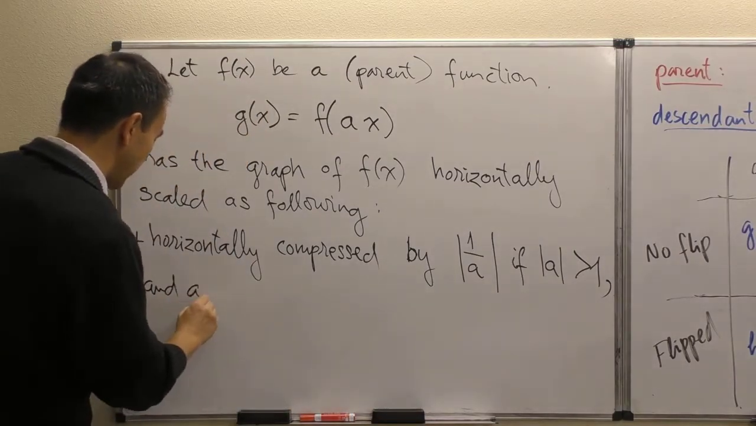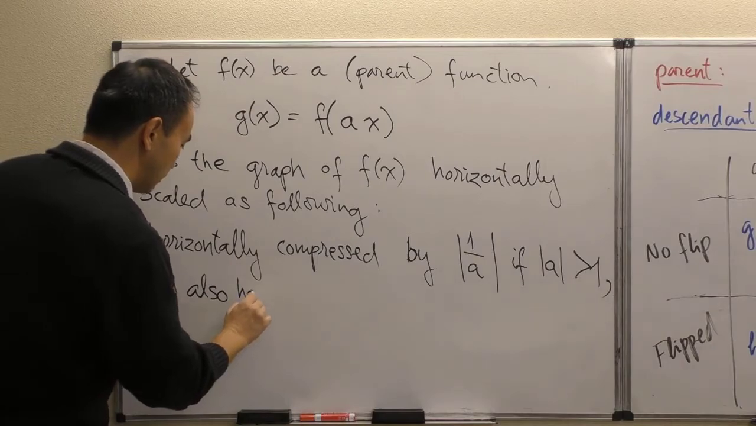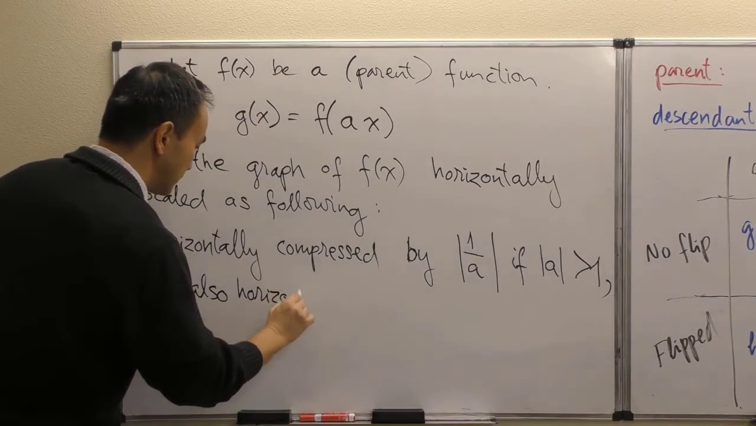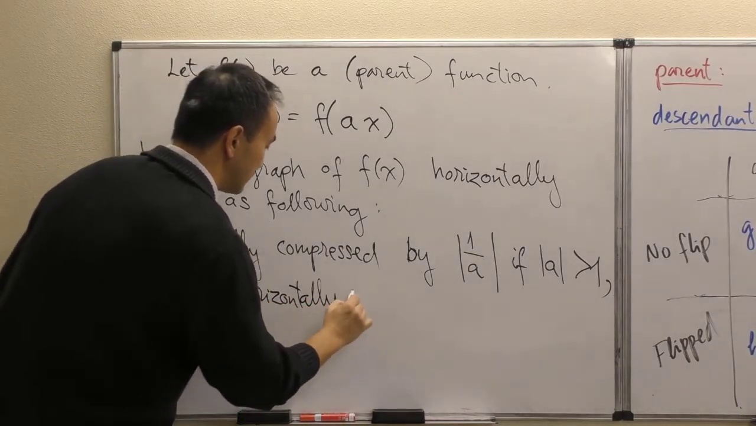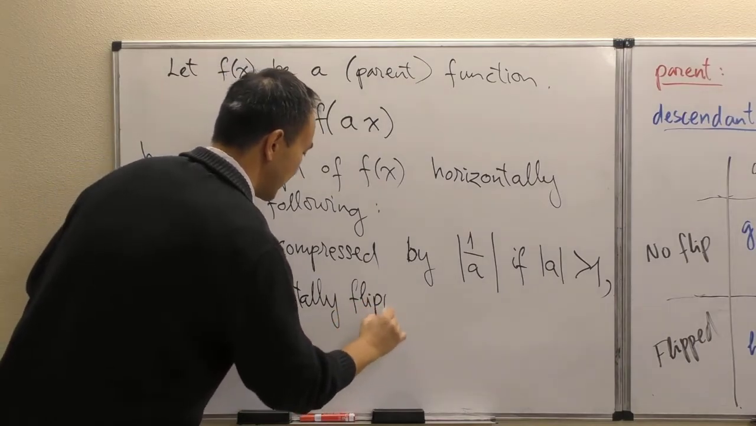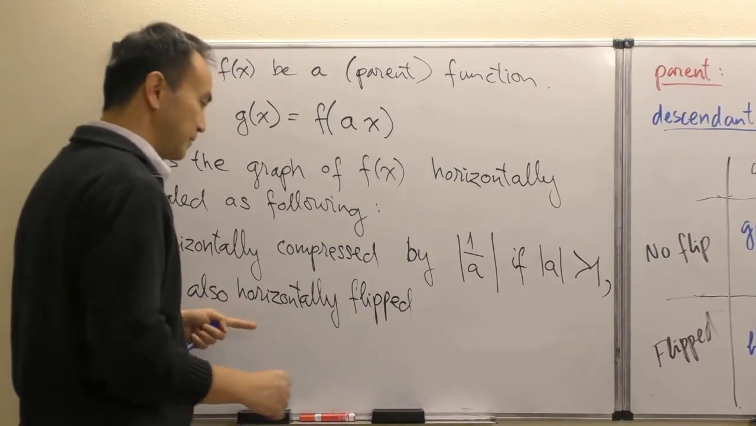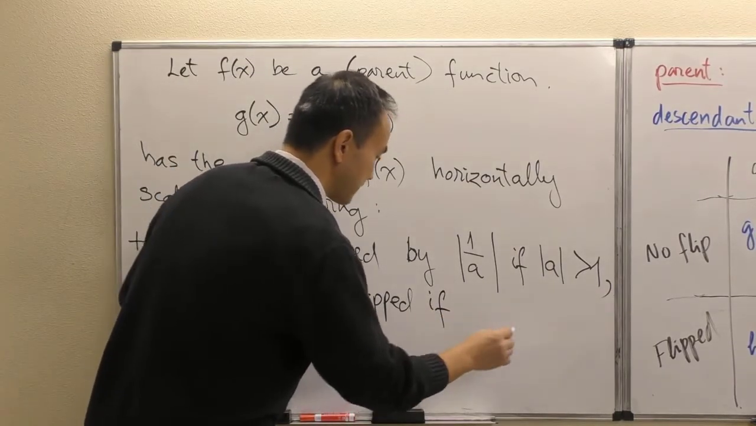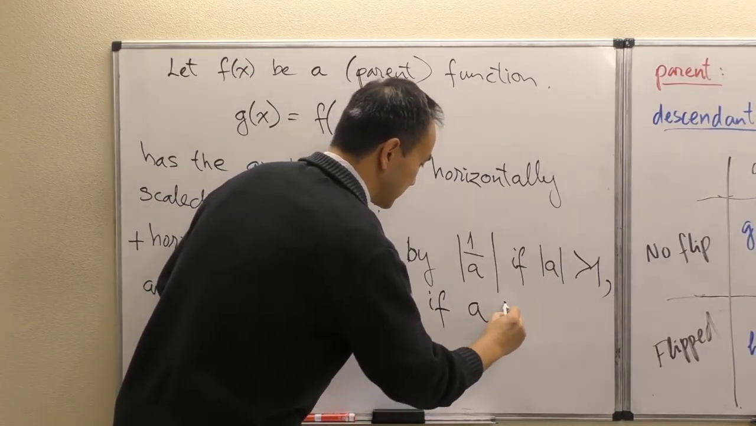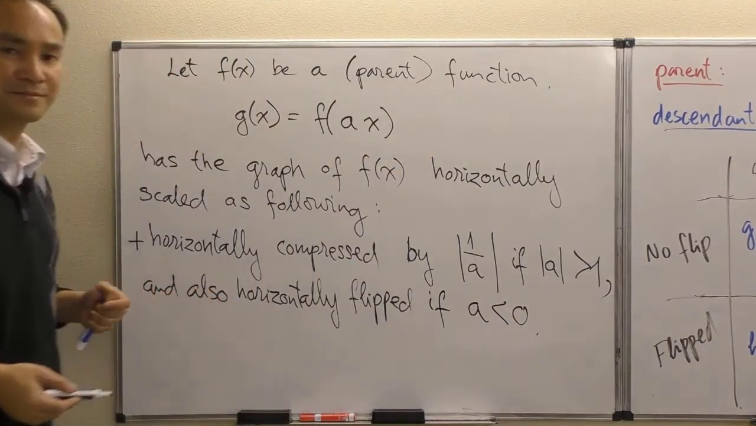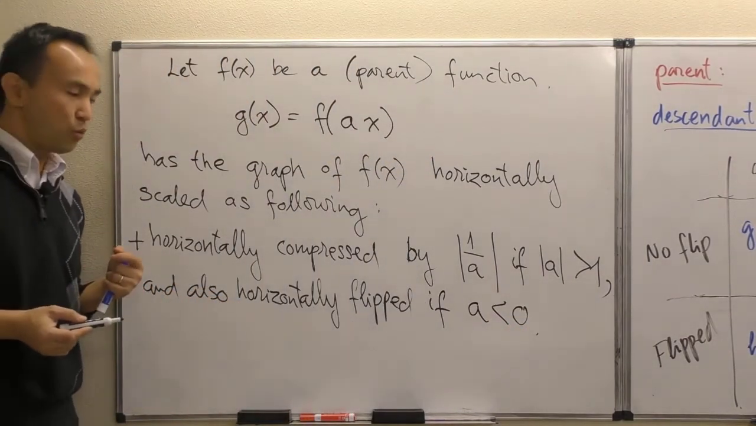How about I'll say, and also horizontally flipped. So this is sort of like extra additional details on that. Horizontally flipped if A itself is negative. All right, so that's really one case here.